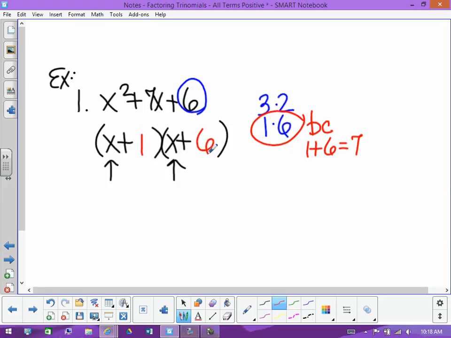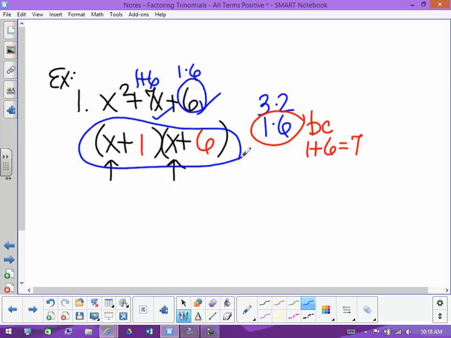Does it matter which one I write first? No, it doesn't matter. Now if there was a negative involved, it would matter which one the negative would be. But order doesn't matter. So, you should never miss things because we can double check it. Is 1 times 6 equal to 6? Yes. Is 1 plus 6 equal to 7? Yes. And you know you're right.